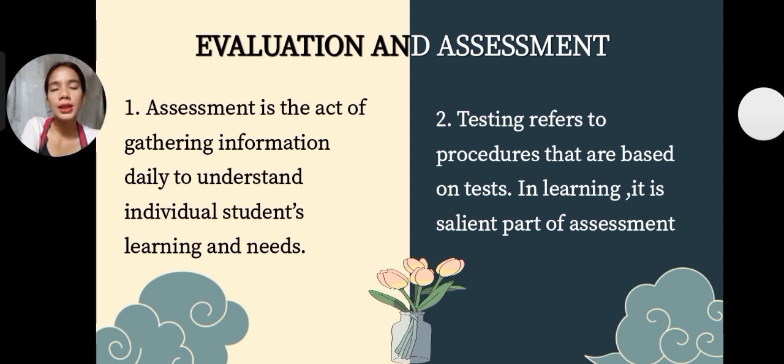Here are the 5 evaluation and assessment examples. The first one is assessment, the act of gathering information daily to understand individual students' learning and needs. When we say assessment, this is a tool that teachers or instructors use in order to measure the learning of the students. Number 2, testing refers to procedures that are based on tests. It is a salient part of assessment. Testing is part of the assessment, and it is also a procedure in order to measure the learning of a student.